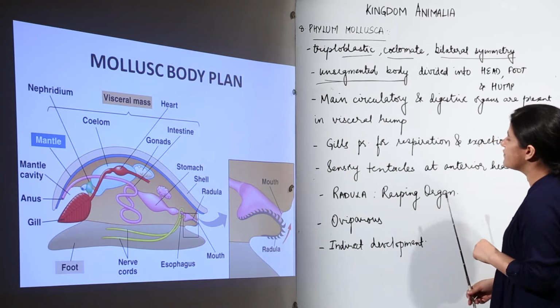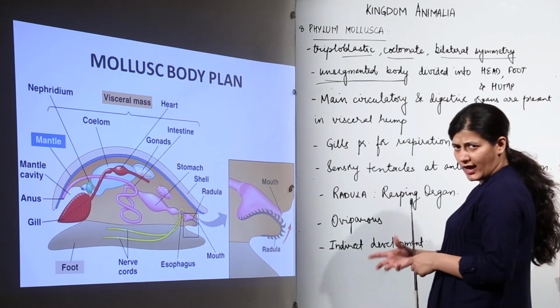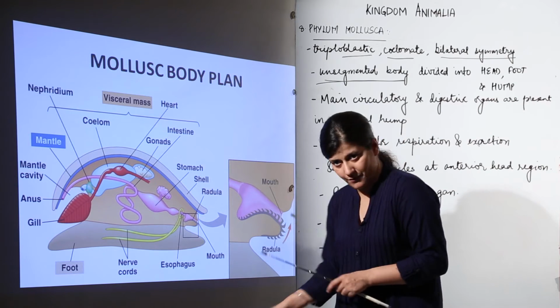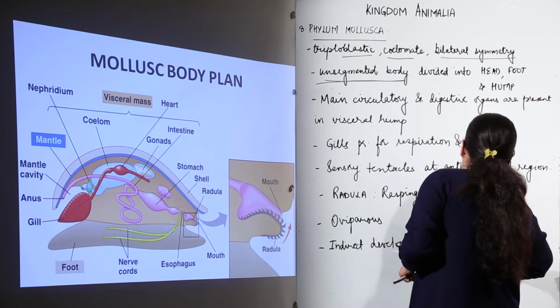Then we have the oviparous nature of these organisms, that is they lay eggs, and the development is indirect by veliger larva. Okay. The larva's name is veliger, you have to remember it.